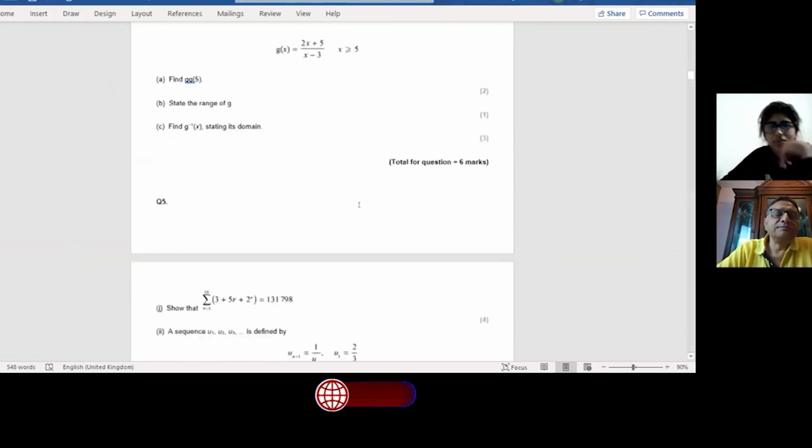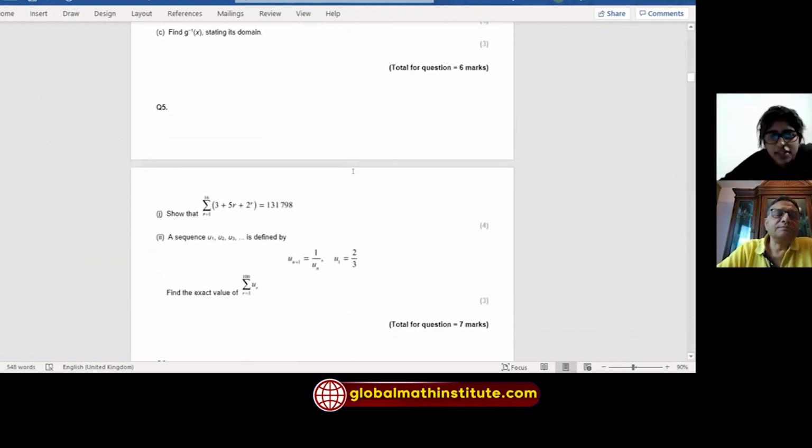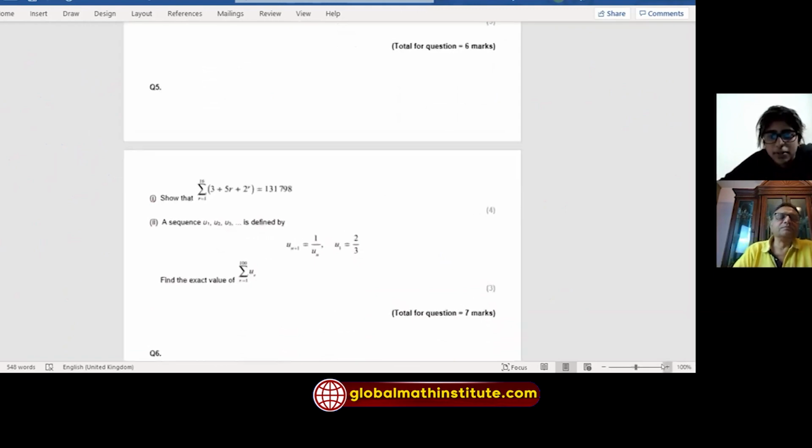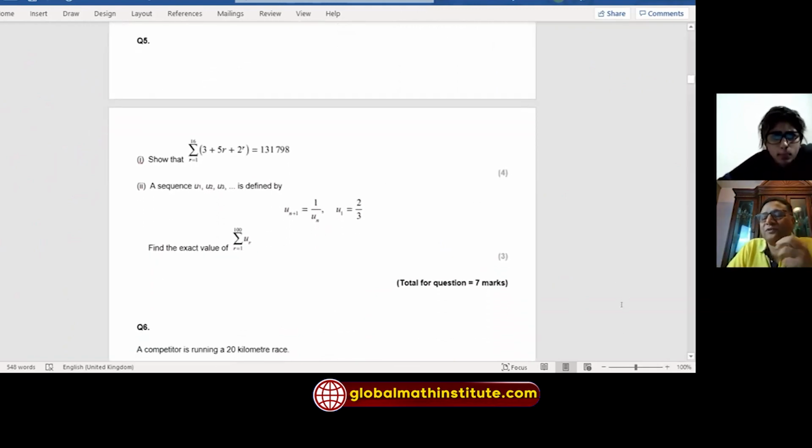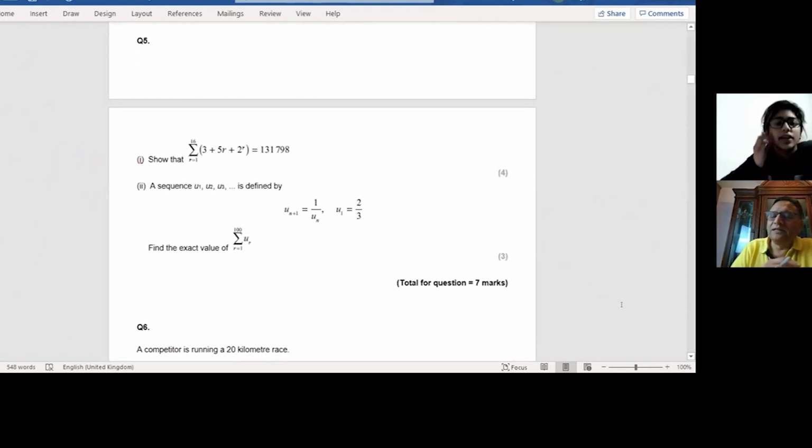Okay, so question 5. This is the part that I didn't get, this whole sigma notation stuff. Okay. Sigma notation is a short form of writing summation, right? Adding a series, adding for everything. Example, that you understand.